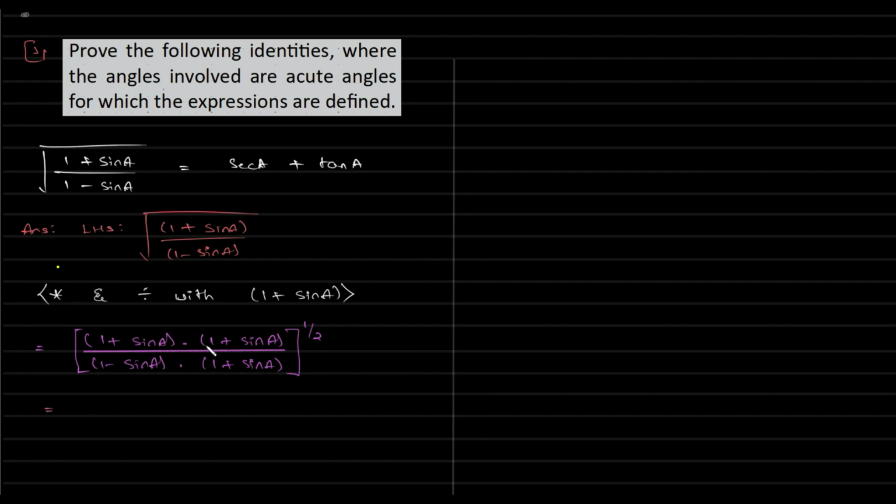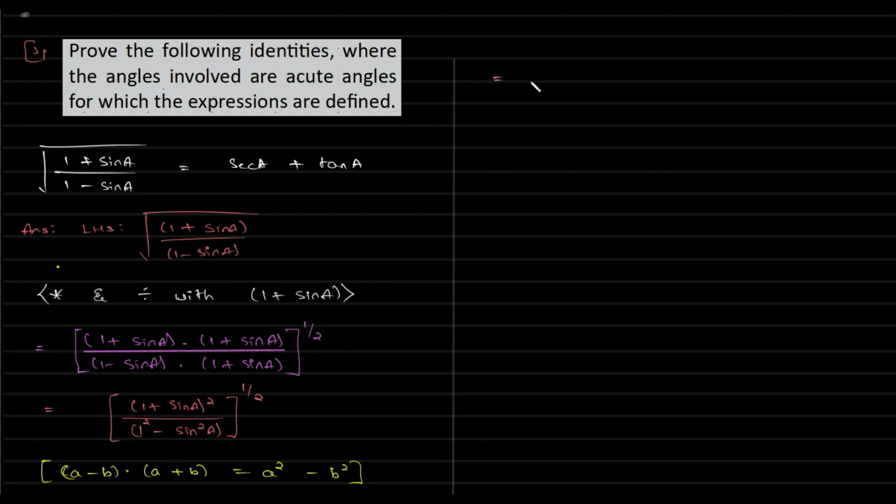Okay, so what is 1 plus sine A into 1 plus sine A? It is (1 plus sine A) the whole square, divided by (1 minus sine A) into (1 plus sine A), which is 1 square minus sine square A, the whole square root. So this is as per the identity (A minus B) into (A plus B) is A square minus B square. So that's what we used over here.